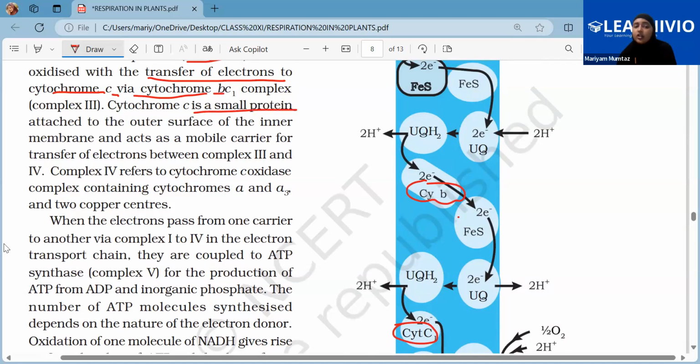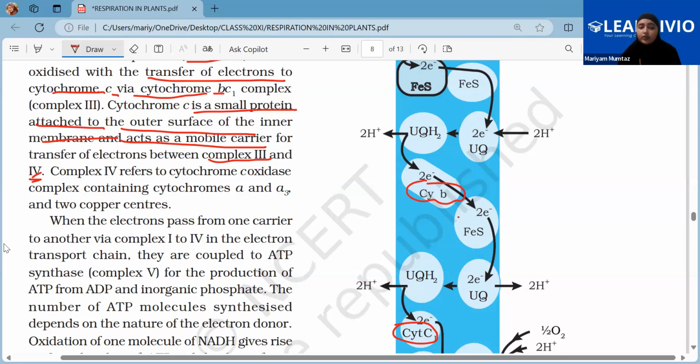Cytochrome C is a small protein attached to the outer surface of the inner membrane and it acts like a mobile carrier. Mobile means it can move from one complex to another complex, and because of this property of being mobile in nature, it can transfer the electrons between complex 3 and complex 4. It is movable. It goes there and there.